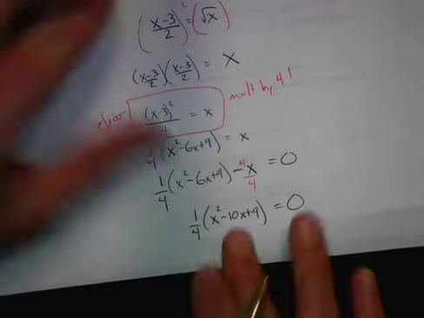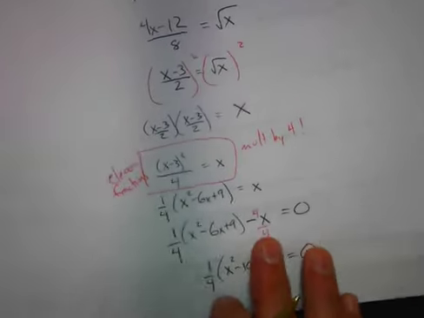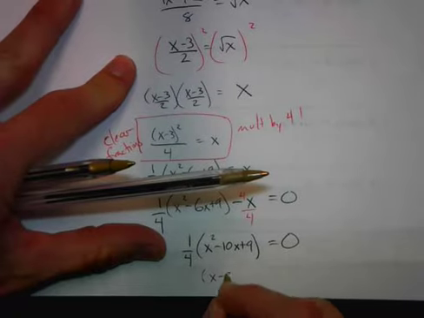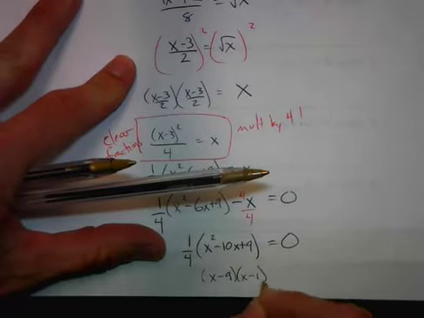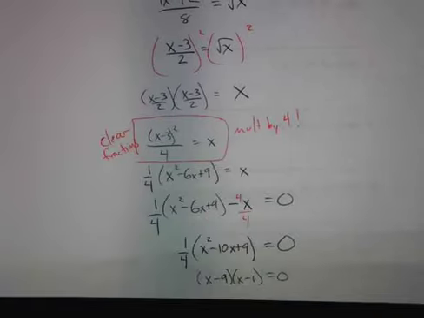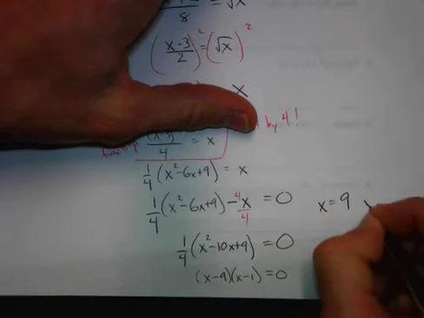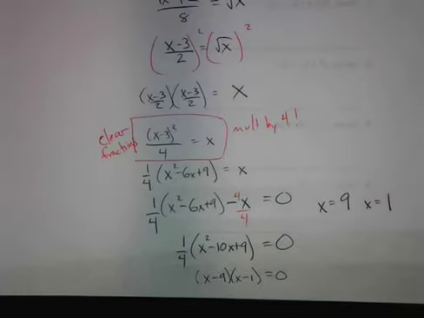let's go ahead and factor what we have. That'll be x minus 9 times x minus 1 equaling 0, thus leaving us with x equaling 9 and x equaling 1. And now we have to test those answers.